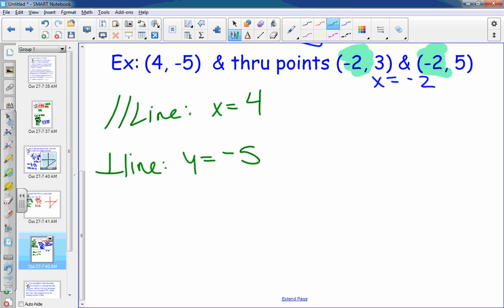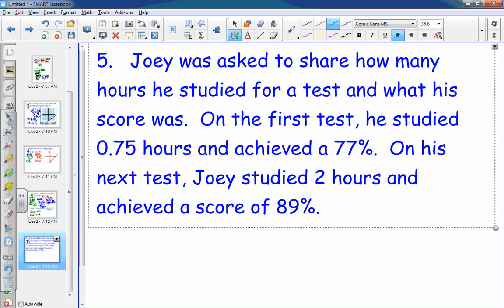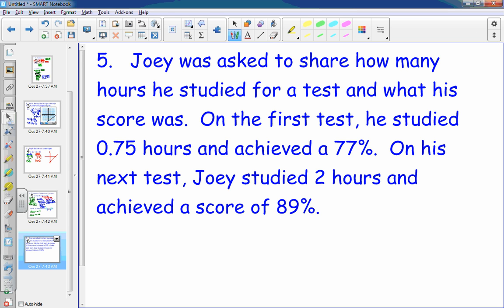All right, the last thing I'm going to cover is application. We've gone over application several times, and this is the last one I'm going to talk about. Joey has asked to share how many hours he studied for a test and what his score was. On the first test, he studied 0.75 hours. How many minutes is that, if it's 3/4 of an hour? 45 minutes, right? And he achieved a 77%. On his next test, Joey studied 2 hours and achieved a score of 89%.